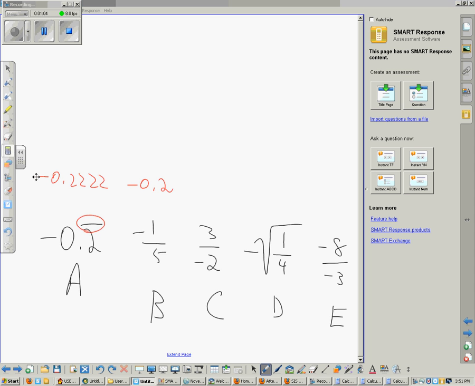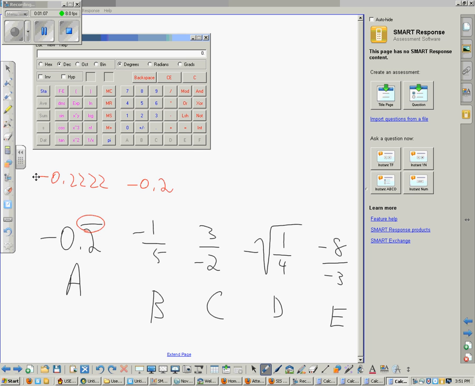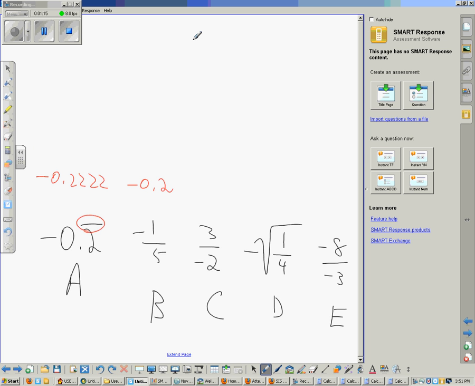And if you didn't know how to change a fraction to a decimal and you needed to cheat, just do the numerator divided by the denominator. And that's a quick way to kind of get the decimal version of a fraction. Divide the top by the bottom.